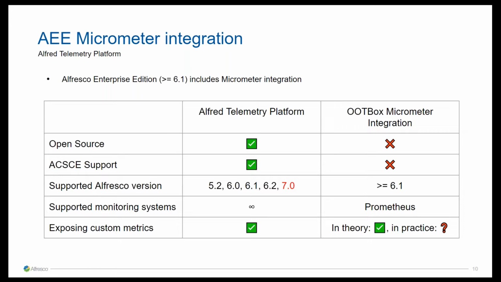As I already said, in Alfresco, as far as I know, it's enterprise only, at least last time I checked. I checked all this for the 6.1 Enterprise Edition version. Alfred Telemetry platform is fully open source. You can find the source code on GitHub. Alfresco's integration is enterprise only, whereas Alfred Telemetry platform also works on Alfresco Community Edition. As for the versions we support, we support Alfresco Content Services 5.2 up to and including 6.2.